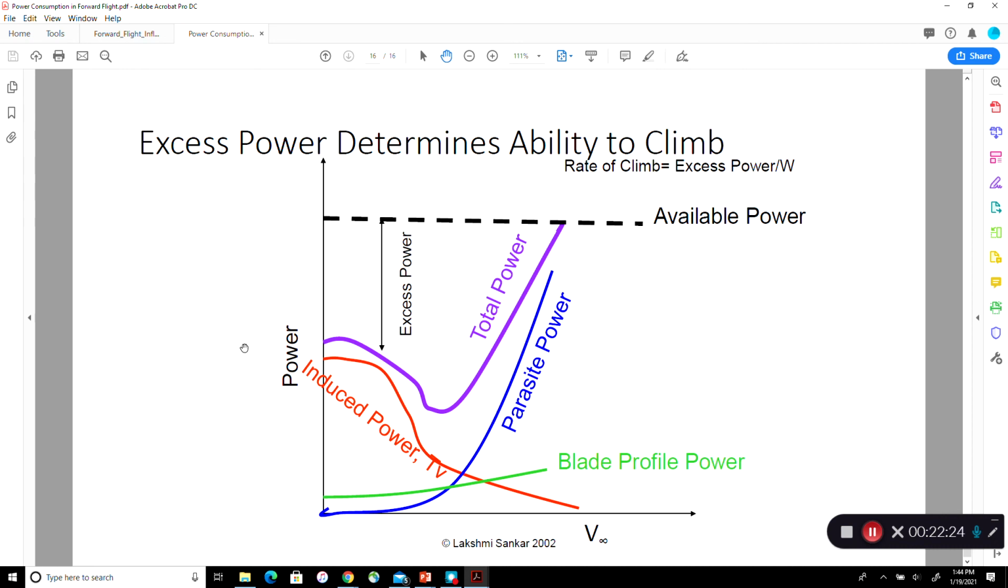So we have concluded our section on power consumption of a rotor, and for that matter of the helicopter itself, because the parasite power is included in forward flight in this particular video.